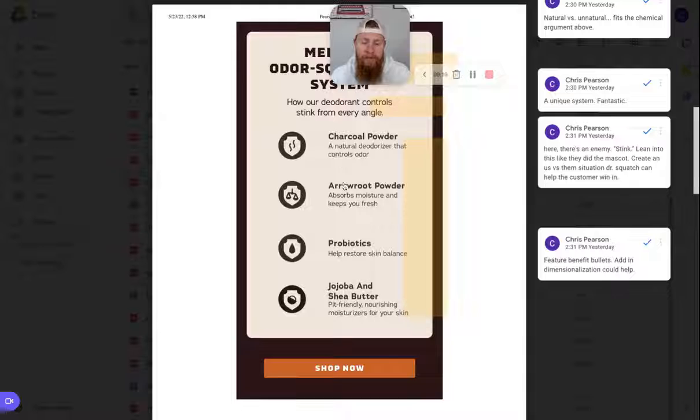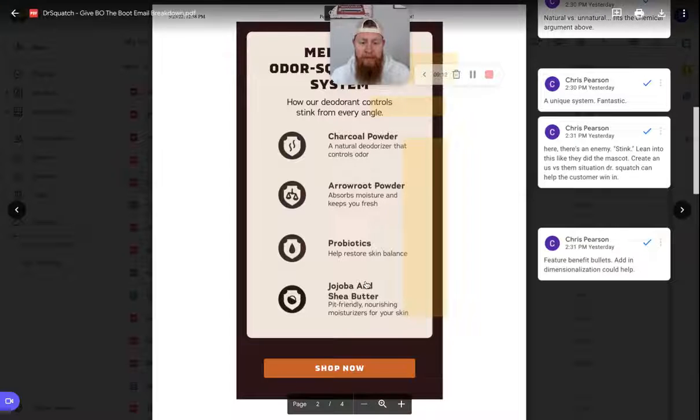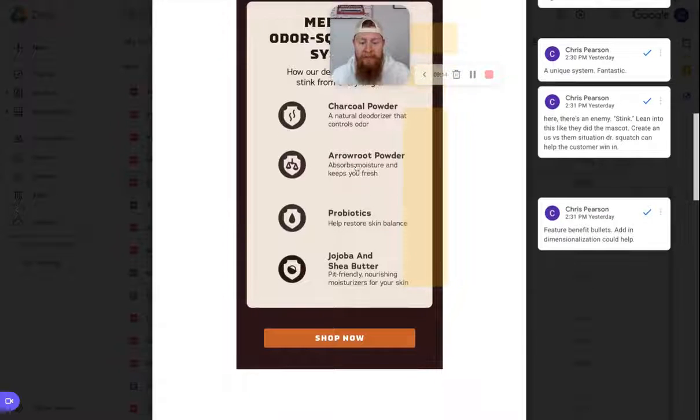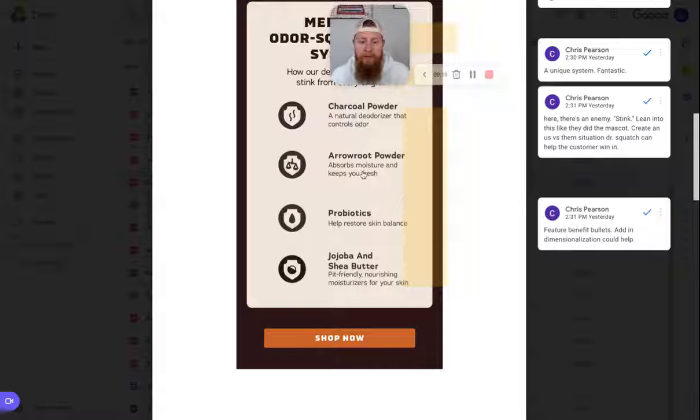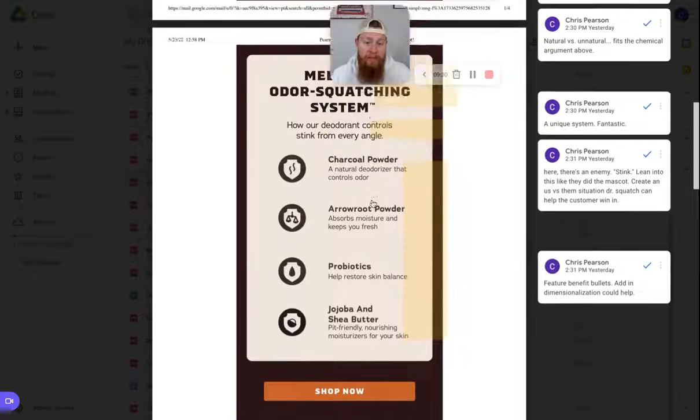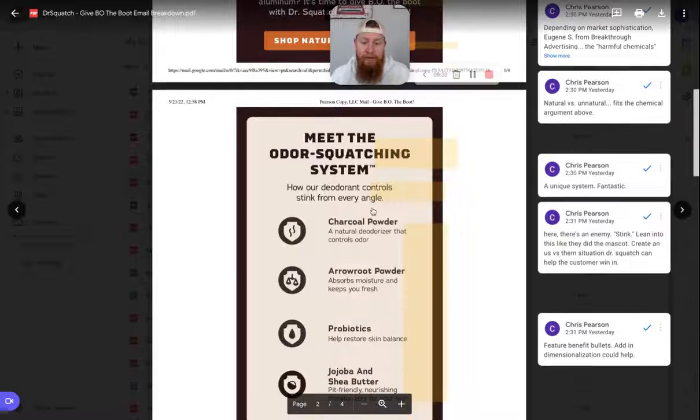So they've got a little feature benefit stack going on here with each feature benefit combo. And like I said, if they added another line or maybe a couple of words to dimensionalize this, so absorbs moisture and keeps you fresh, so people will actually want to hug you and not avoid you when you get up close, that right there is going to add a little bit more punch, as opposed to leaving it with just a feature benefit combo. Otherwise, I really like this, saying that they have their own system.